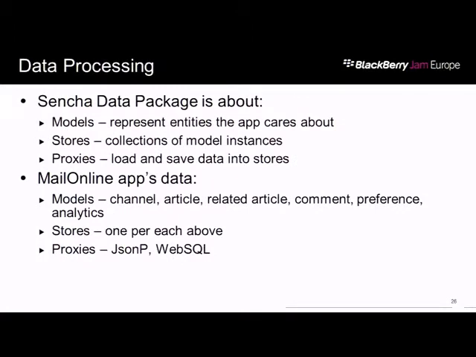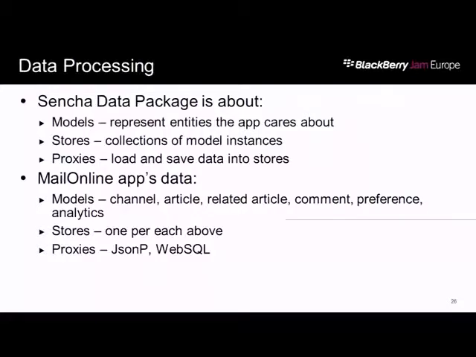Another important feature is how you handle data, because everything should be loaded: articles, channels, pictures. So data processing is quite important. The Sencha data package is about models, stores, and proxies, and MailOnline is using data in the same way. We're supporting separate models for channel and article. We have related articles, we have comments, and we have preferences. For example, if a user increased the font size, we want to remember it. Next time when you go back to the application, you should not do it again, obviously.